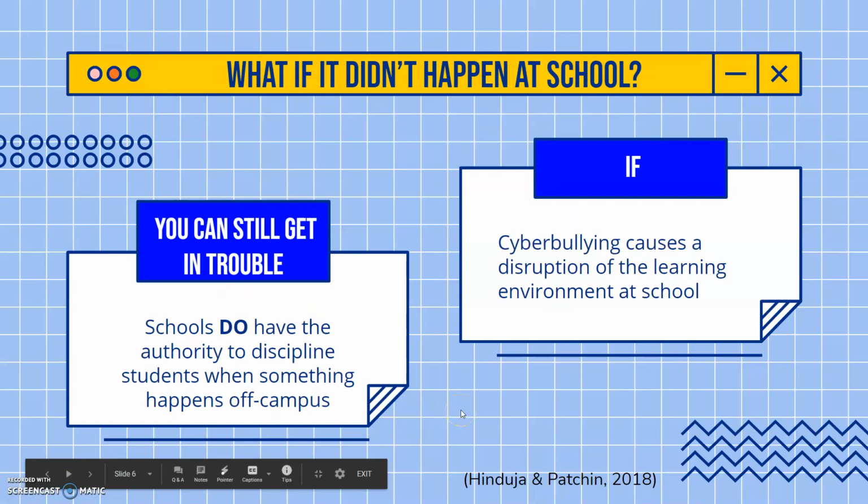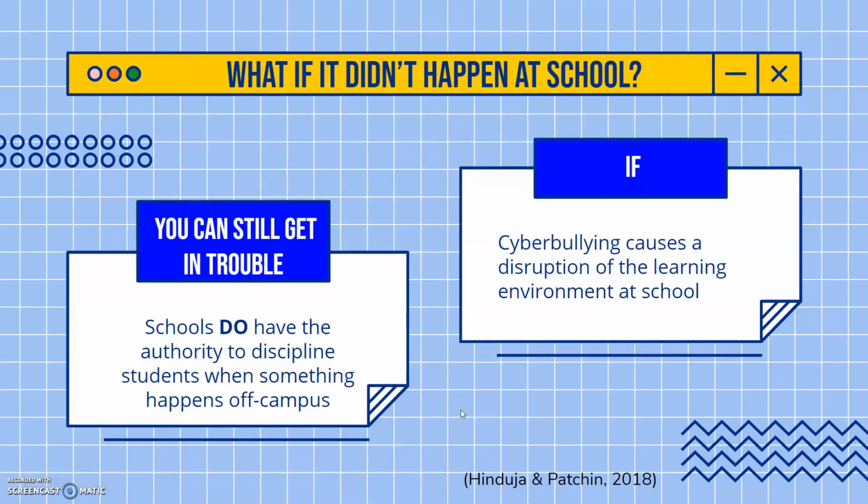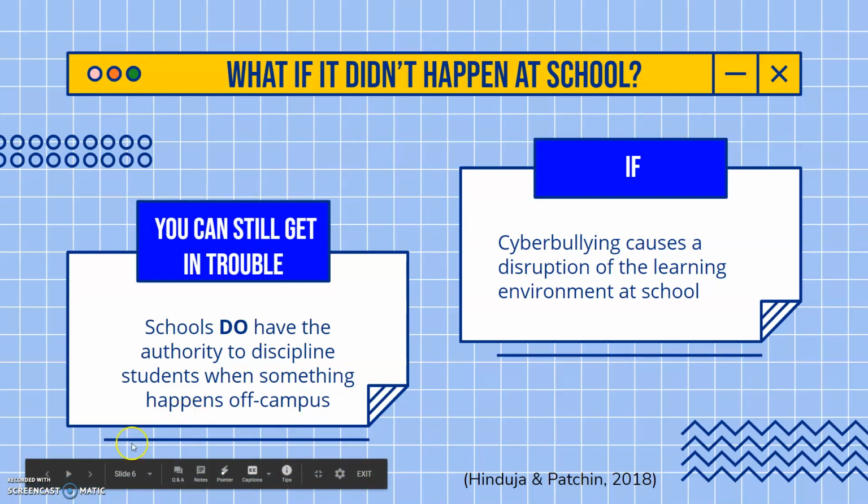Some students think that if they didn't do the cyberbullying at school that they can't get in trouble for it, but that is actually not the case. Schools do have the authority to discipline students when something happens off campus if they can determine that that cyberbullying is causing a disruption of the learning environment at school, which we all know that when something happens after school hours, it then trickles into the school day and students are talking about it or students are still upset about it. So the majority of the time, it still can get you in trouble at school.